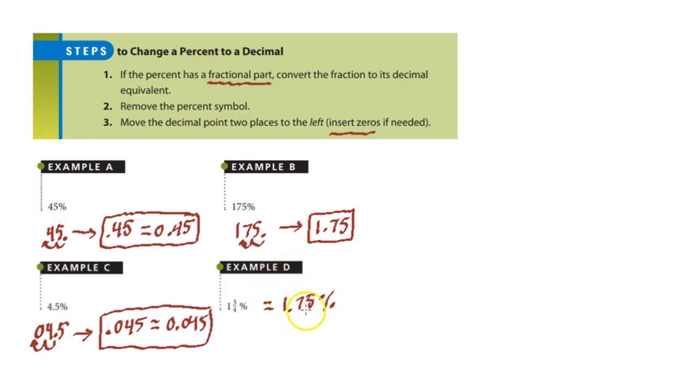And then now we can take this 1.75 and leave off the percentage, and we can move that decimal over to the left 2 spots. So we just skipped over a blank again, so we need to put a 0 in there. So this then becomes 0.0175, which is also equivalent to .0175. Again, either way.